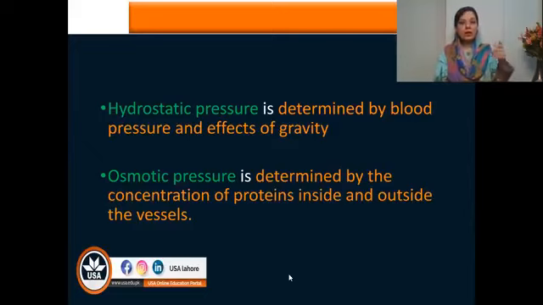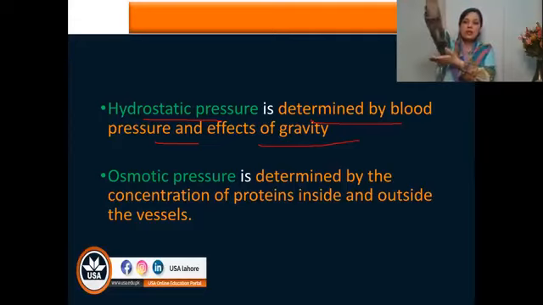So moving towards our lecture, that is edema, in which we were studying about hydrostatic pressure and osmotic pressure. Hydrostatic pressure is again going to be determined by the blood pressure, and the gravity is also going to assist you. So in case of edema, we usually recommend the patient to always elevate the area or elevate the limb. For example, if there is edema on the hand, the patient is requested to raise the hand by keeping pillows, like in this way.